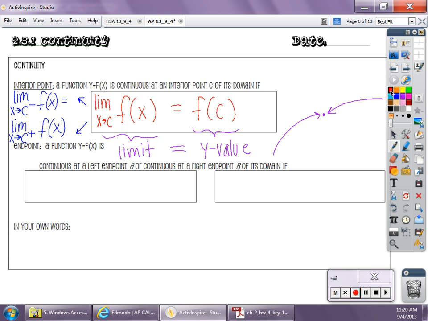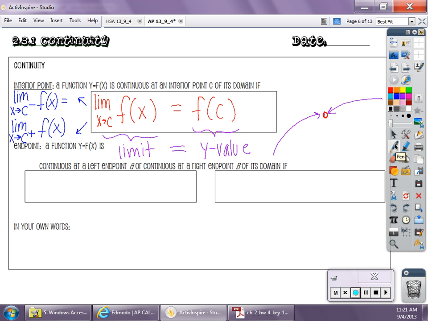So what happens, though, if I do a removable discontinuity? The limit's the red circle, but the y value is the black point. Does that make sense? That's what makes it removable. Or sometimes you even have this. You don't even have a point. It just does that. So that's how you can tell that a removable discontinuity doesn't follow the definition of continuity.